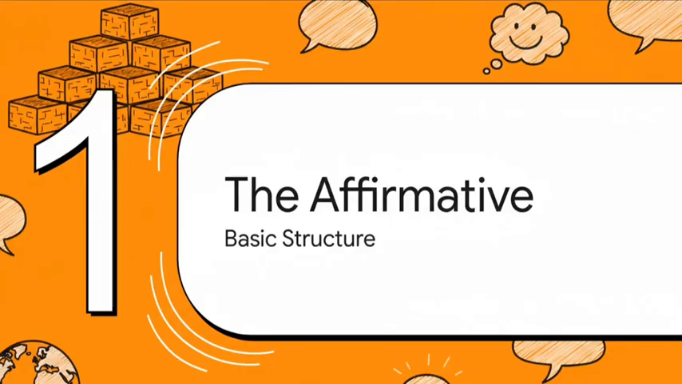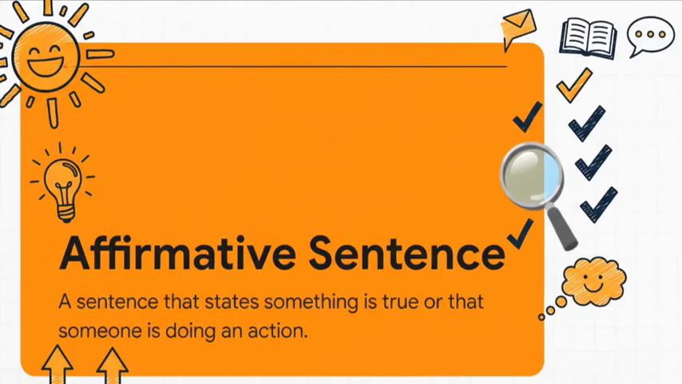All right, let's start with the foundation, the real building block of all communication, the affirmative sentence. You can think of this as just the default way of talking. It's how we share facts, tell people what we think, and describe what's happening. So at its heart, an affirmative sentence is really just a statement. It's you saying something is true or that something is happening. It's the most basic, straightforward way to get an idea across.